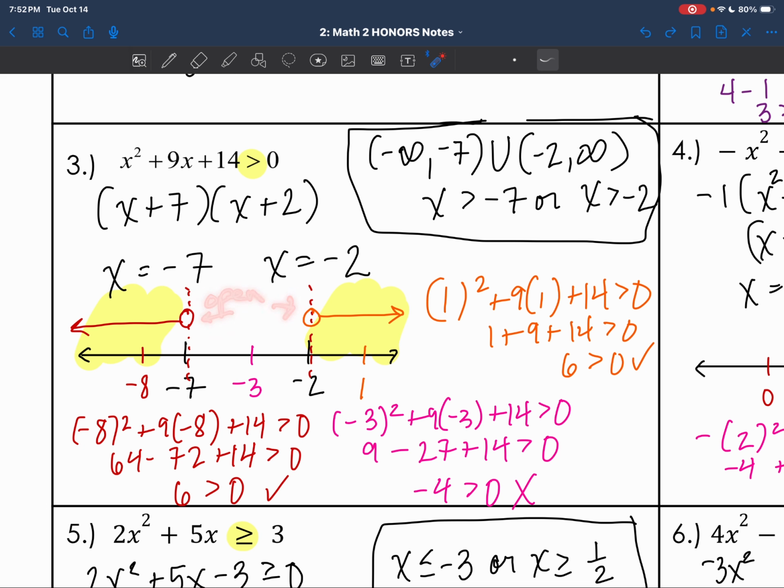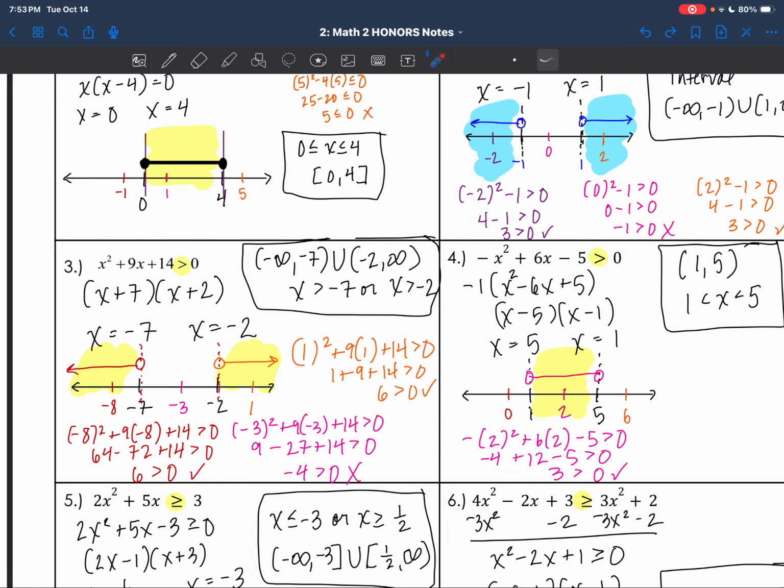And since those are open, we're going to use parentheses. All right, so this is going from negative infinity to -7, parentheses. And then we're saying or, it's going to be -2, which is open, so we do parentheses, all the way to positive infinity. All right, and then, or you could do those as your inequalities.